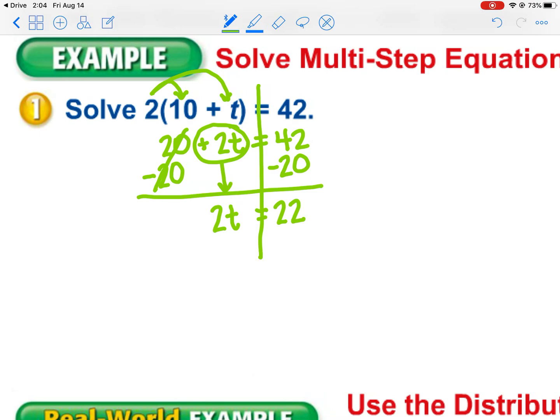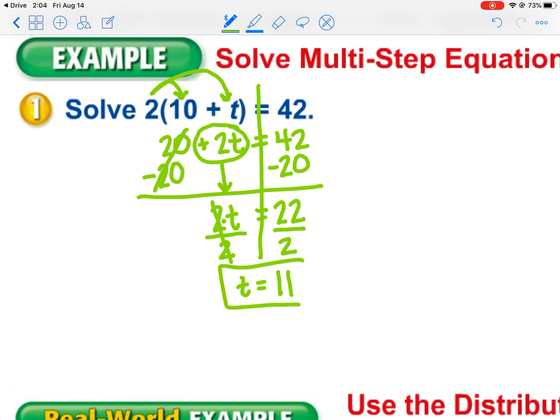My final step to get this t by itself is going to be to get rid of this multiplication by 2. So the opposite is going to be to divide by 2. If I divide by 2 on one side, I have to do it on the other as well. So I'm left with t equals 11.